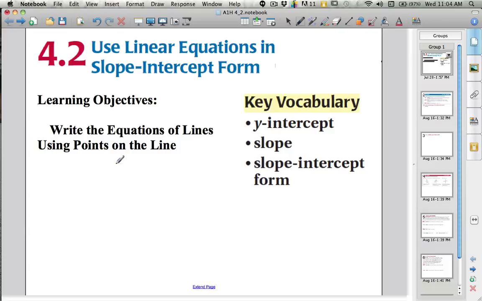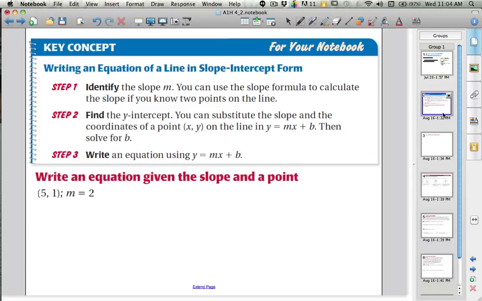We used points where one of the points was the y-intercept. But what if we don't have the y-intercept? So again, the vocabulary is the same vocabulary we had in the last section: y-intercept, slope, and slope-intercept form. So how do I go about doing this when they don't tell me the y-intercept?